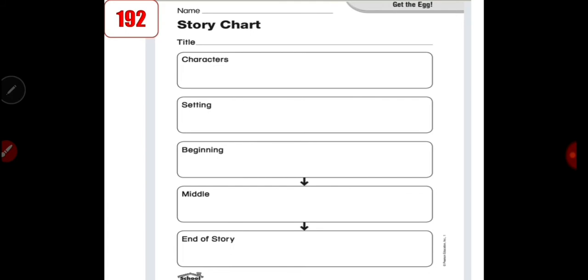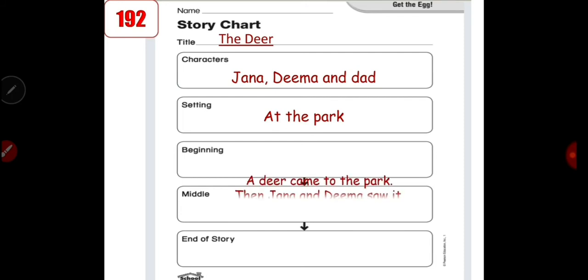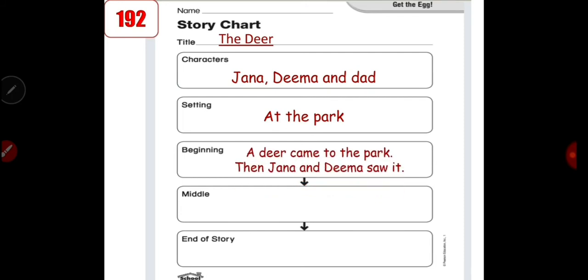All right. So now, if you are already done with it, this is my example for you to be able to know if our answers are the same. The title of the story is The Deer. The characters are Jana, Dima, and Dad. The setting is at the park. The beginning of the story is a deer came to the park. Then Jana and Dima saw it.